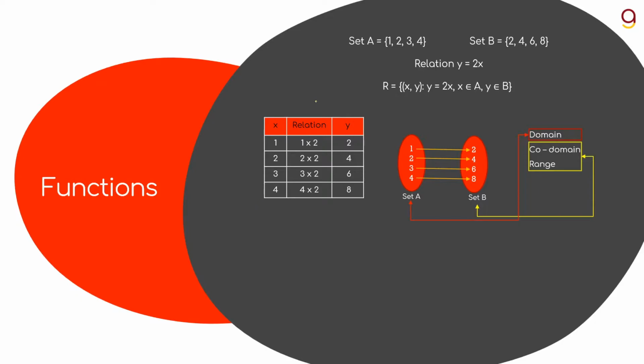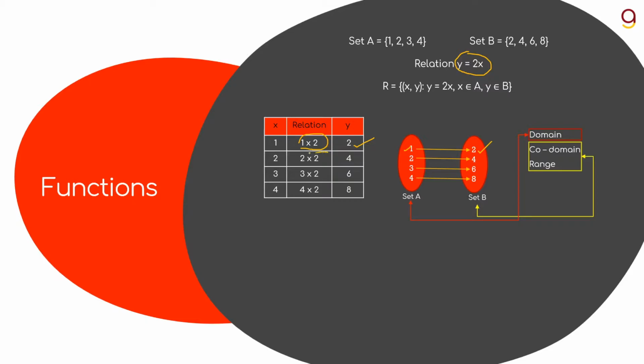Now let's look at the two sets A and B. Set A with the elements 1, 2, 3 and 4 and set B with the elements 2, 4, 6 and 8. Let's study the arrow diagram. For the relation y is equal to twice x, we know that 1 times 2 is 2. So, we relate the element 1 of set A to the element 2 of set B.